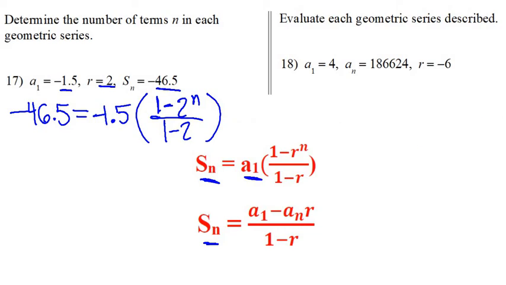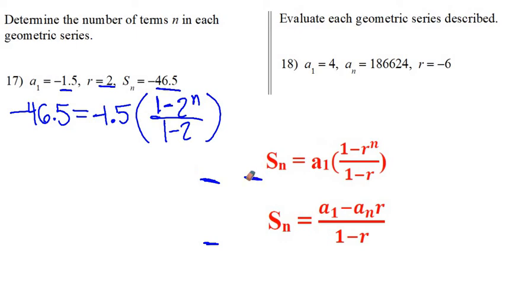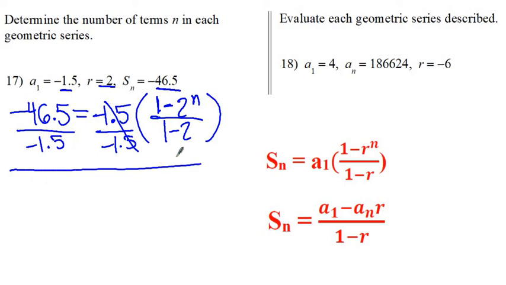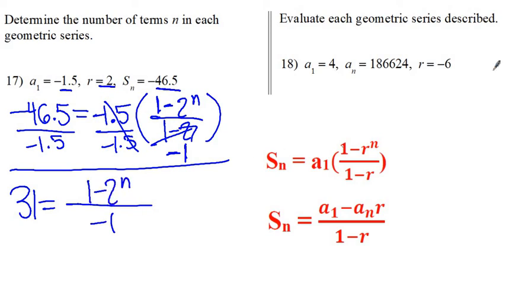Okay, now we can start to simplify this. Let me just move this over a little bit so we have some more space. All right, so let's divide everything by this number first. So that will help us simplify things a little. So that negative 46.5 divided by negative 1.5, that's going to equal positive 31. And then 1 minus 2 is equal to negative 1. So on the bottom, we have a negative 1. On the top, we have 1 minus 2 to the n.